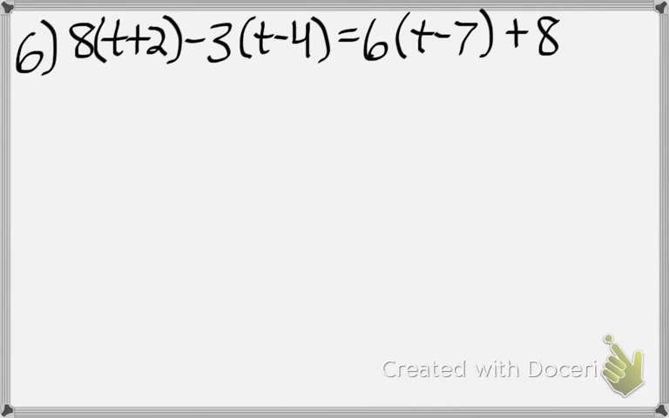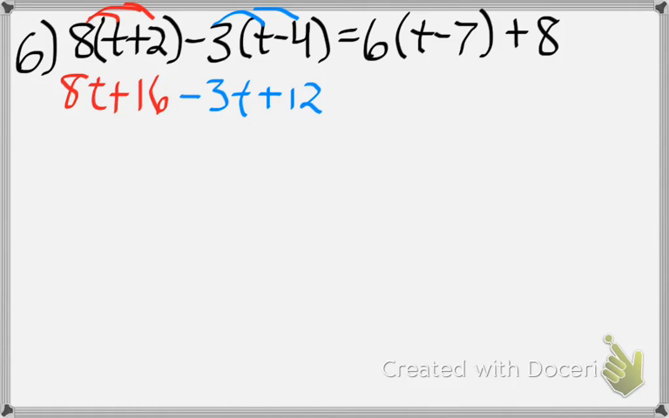Let's start by getting rid of all of our parentheses by distributing. 8 times t is 8t. 8 times positive 2 is positive 16, so plus 16. Now let's distribute this negative 3. Negative 3 times t is negative 3t. Negative 3 times negative 4, negative times negative is a positive, so plus 3 times 4 is 12.